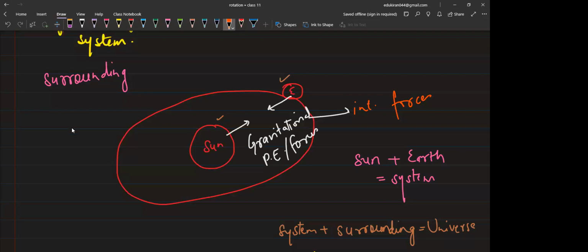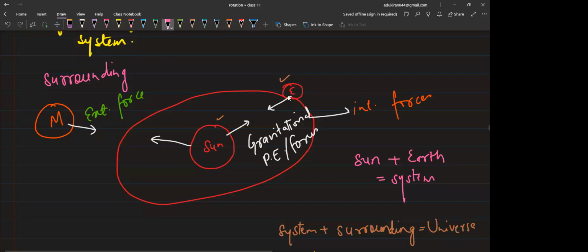Now there's another planet outside, let's say Mars. Now this will also have some gravitational force of attraction with the sun. Since this is outside our system, because we have not considered it under our system, it is different. If our system was sun plus earth plus Mars, then this would also have been our internal force. Now this is our external force. Now suppose the gravitational forces of earth and sun cancel each other and we get the net force as zero. So the system which we are discussing will be called an isolated system.